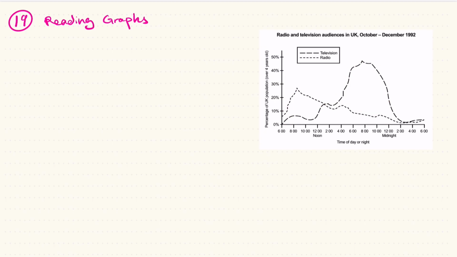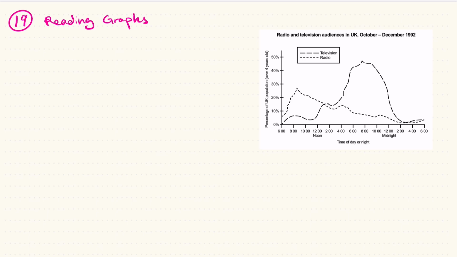First of all, you need to sort of zoom out a little bit whenever it comes to these graphs or any sort of piece of information. You want to zoom out and look for basic stuff. Describe what the graph is showing to begin with. So, for example, here is radio and television audience in the UK in October through December of 1992. So writing that down also is important. You want to describe what you're describing essentially.